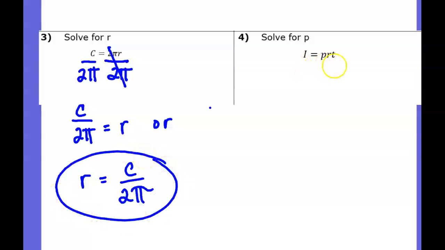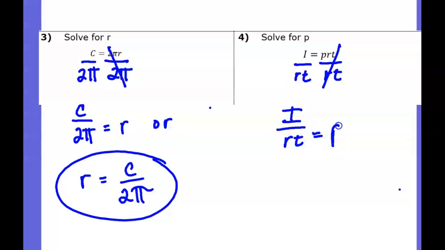All right, number 4, we're solving for p. So I is equal to, that's a capital I, p times r times t. So we can, in one step, divide both sides by rt. So this would become I divided by rt is equal to p, or again, p is equal to I divided by rt.